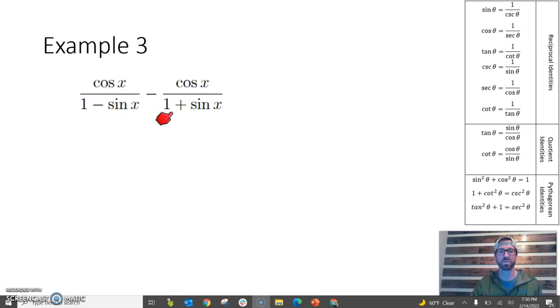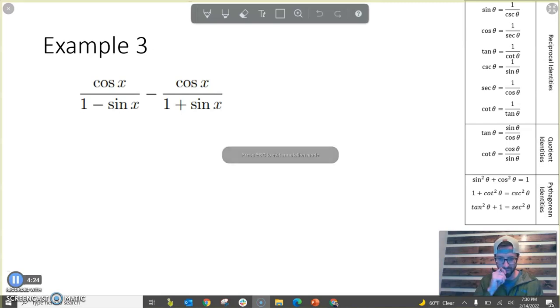We've got a fraction over here and a fraction over here. And a lot of times on this type of problem, when you've got two different fractions, you're going to want to get your common denominator. So if you're good with simplifying rational expressions, you might recognize what our common denominator is going to be. It's going to be 1 plus sine x times 1 minus sine x, because this one doesn't have a 1 plus sine x and this one doesn't have a 1 minus sine x.